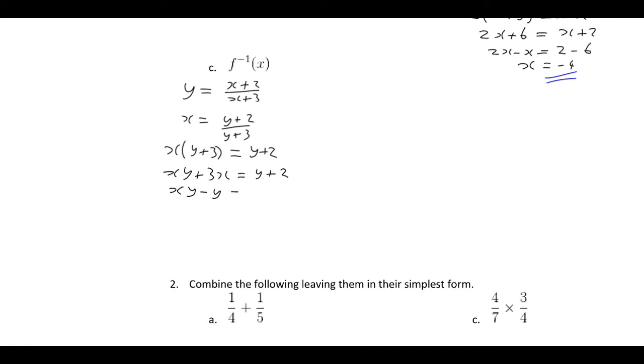xy minus y equals 2 minus 3x. Now, we've got all of the y terms on one side and all of the non-y terms on the other. We can factorise y out of this. This is an important step because we've now got it so that we could divide by x minus 1. And that will give us y on its own.